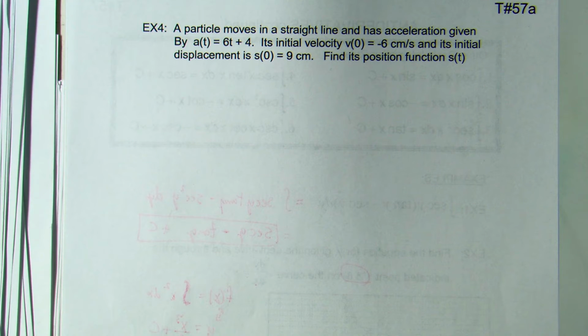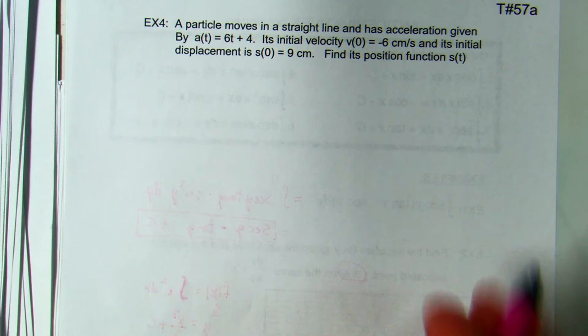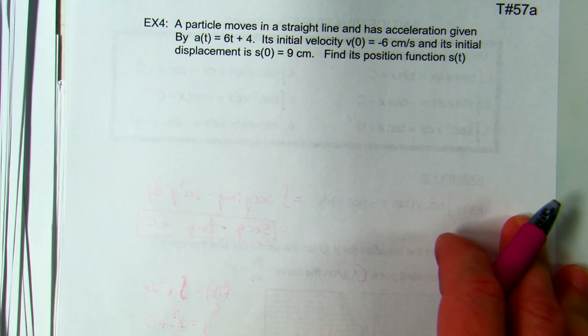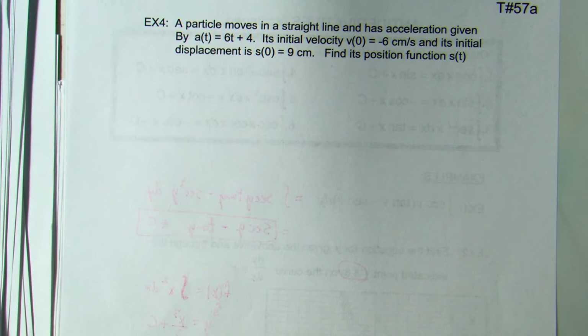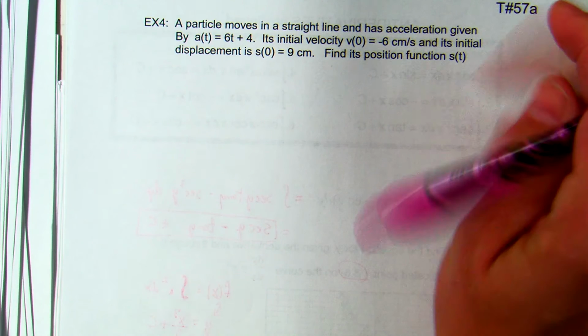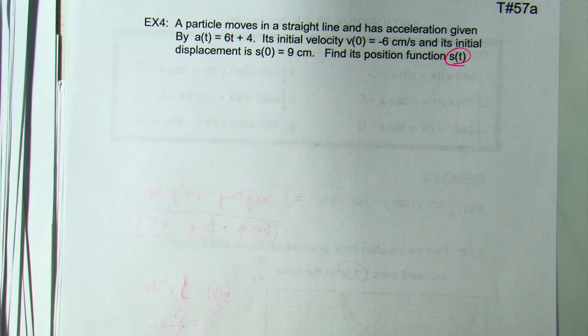Its initial velocity v of 0 is negative 6 centimeters per second, and its initial displacement s is 9 centimeters. Find its position function s of t. So we're trying to find s of t, the original one.